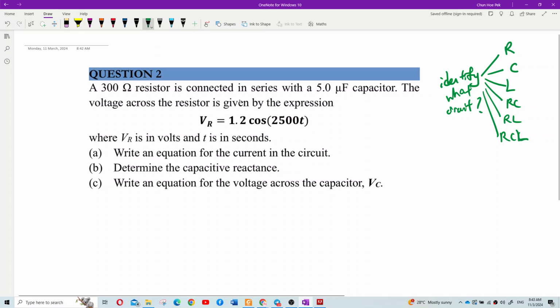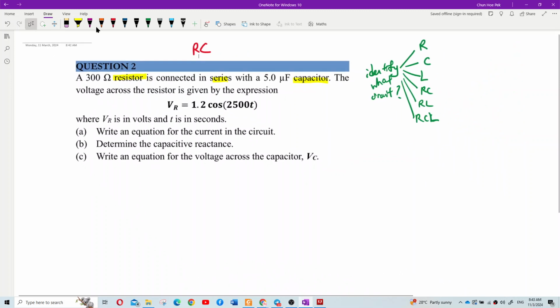Like this one, look at this question. This one is about a resistor in series with a capacitor. So only resistor and capacitor. So what circuit is this? This is an RC circuit. What is an RC circuit? So let's look in series. What does it mean? Follow the graph, how is it?